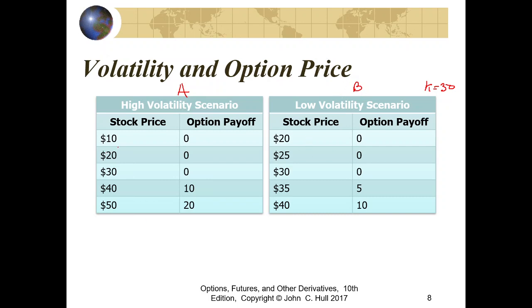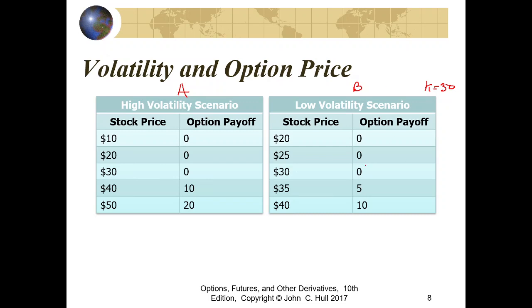Now let's assume that we know that the possible values for the stock after 1 month from now are 10, 20, 30, 40, and 50. And also the volatility on the stock underlying option B ranges from 20 to 25, 30, 35, 40.